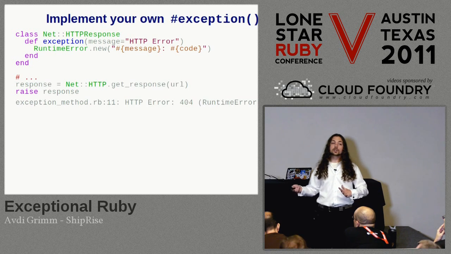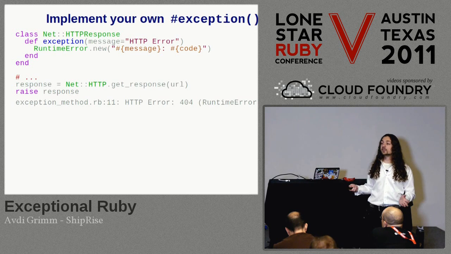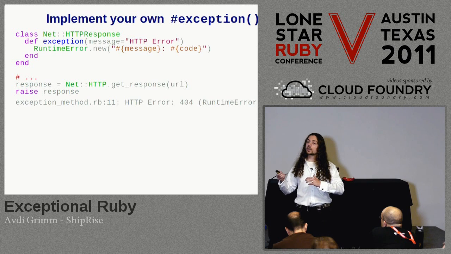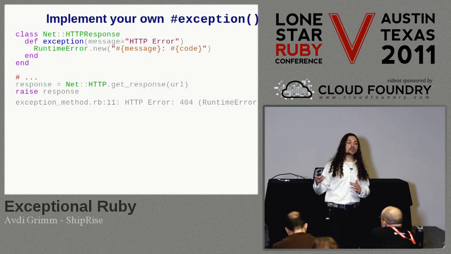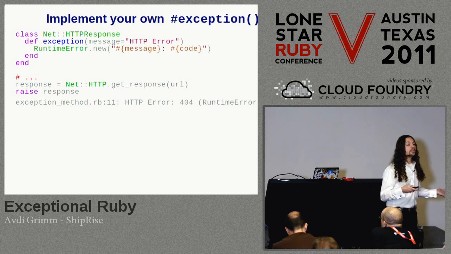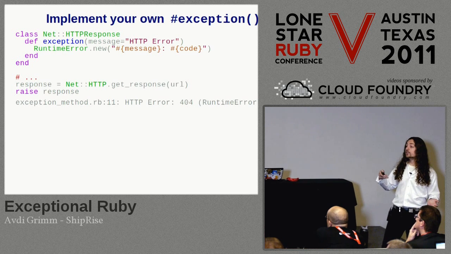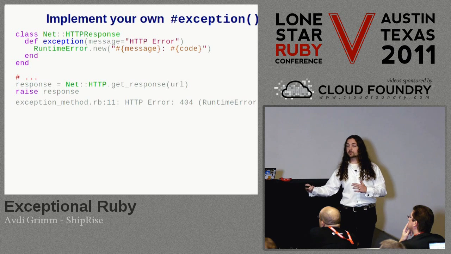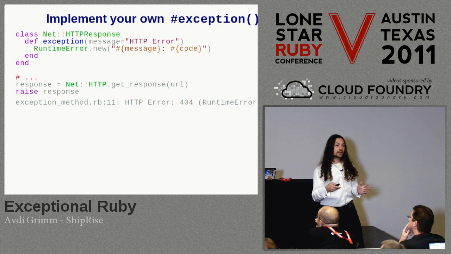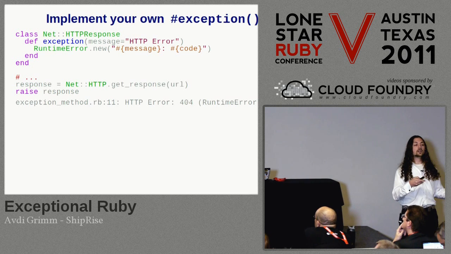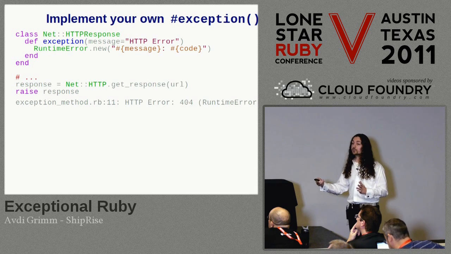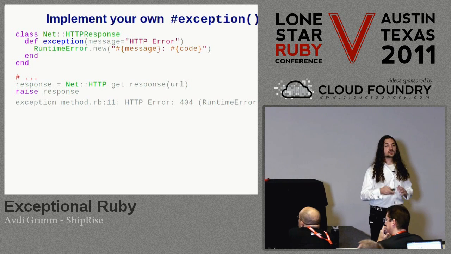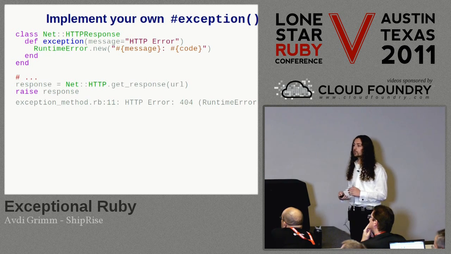Just because Ruby only defines it on the exception object doesn't mean we can't define it in other places. Here's an example of defining a .exception method on an HTTP response. This gives the HTTP response the ability to generate its own appropriate exception for whatever that response is. And then client code could decide whether it wants to raise an exception. If it wants to, you can just raise that response, and that's going to be automatically coerced into an exception.